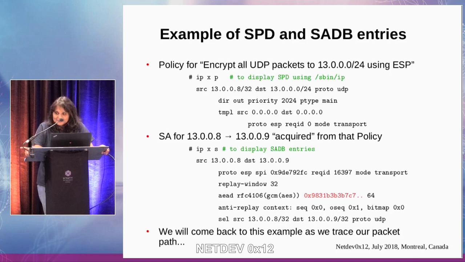The one thing I want to note is that there's something in red over there, which is the actual key. So this key, if you have it, you can decrypt the entire conversation. So obviously, the output of this command should only be available to trusted users. Right? With that key, you basically know everything about the connection.